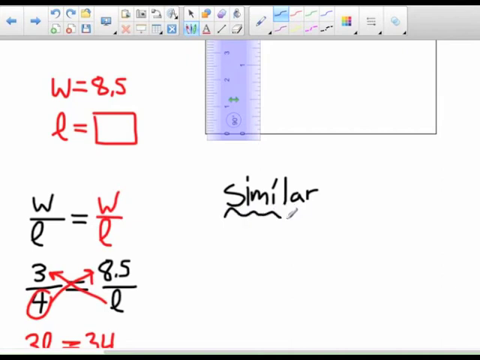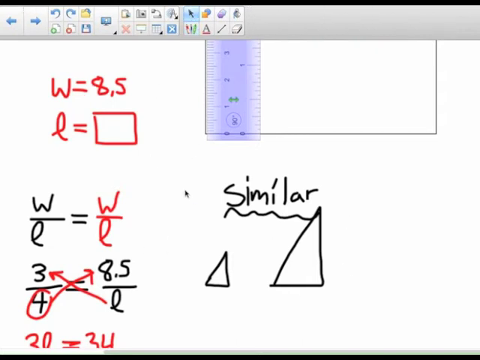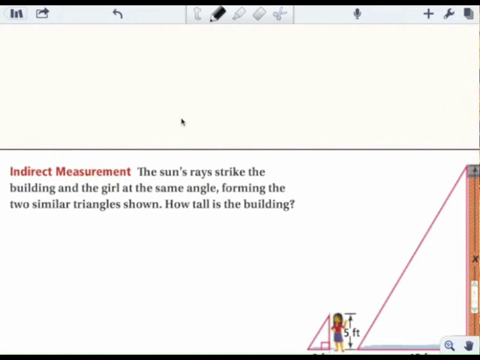Now this word similar, this isn't just like orangutans are similar to monkeys. This word has a very precise meaning in math. It means that if you have two shapes, then the ratio of their sides are equal. Okay, so I hope that that problem made a little bit of sense. You'll get some practice with it and be able to figure it out. Okay, let's go on to another type of problem here that uses the same sort of concept.